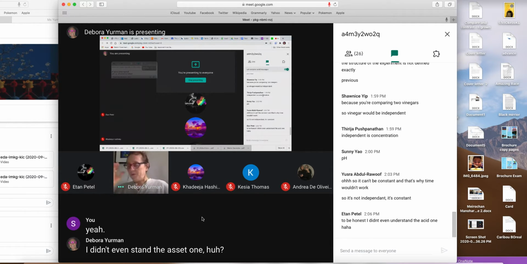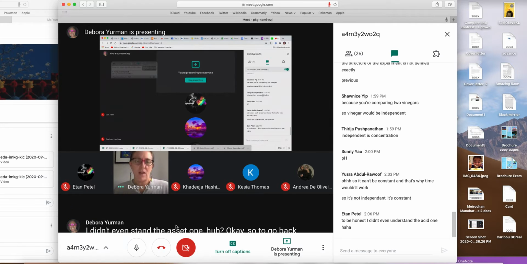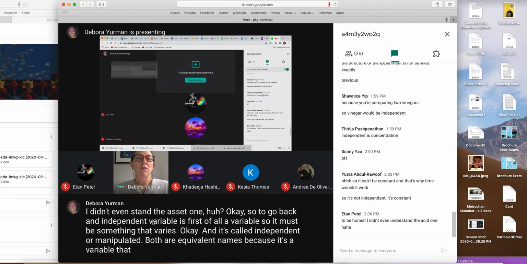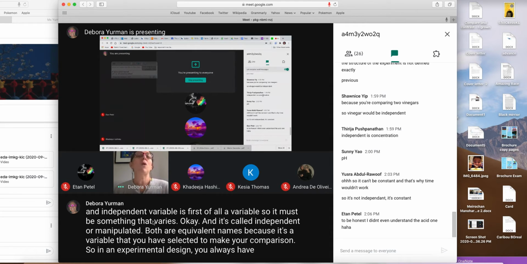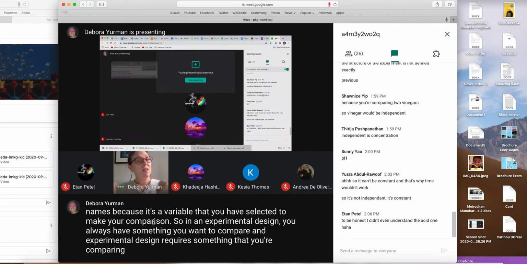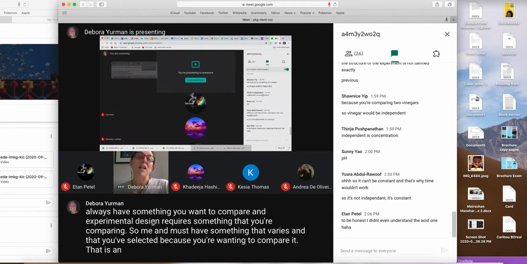Okay, so to go back, an independent variable is first of all a variable, so it must be something that varies. And it's called independent or manipulated. Both are equivalent names because it's a variable that you have selected to make your comparison. In an experimental design, you always have something you want to compare. So you must have something that varies and that you've selected because you want to compare it. That is an independent variable or manipulated variable.